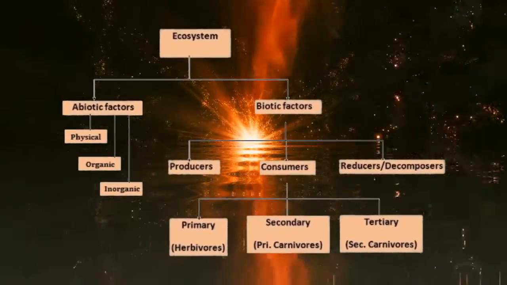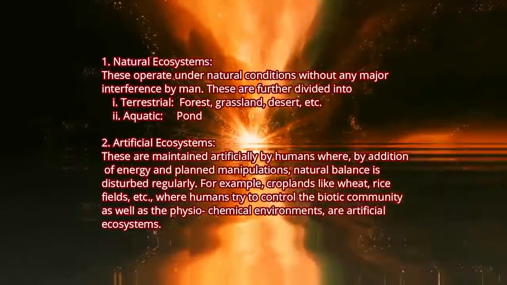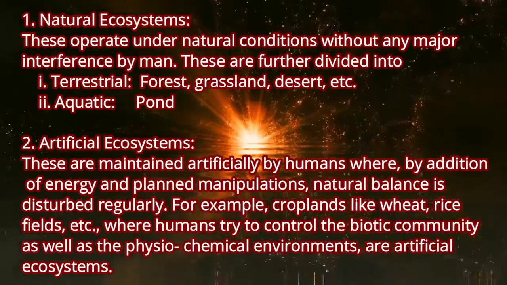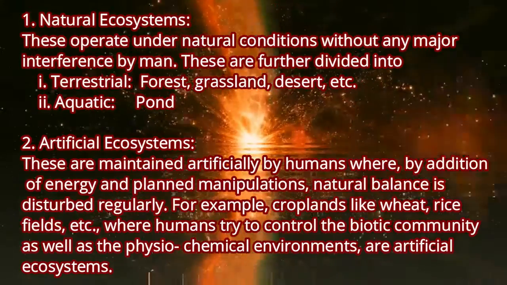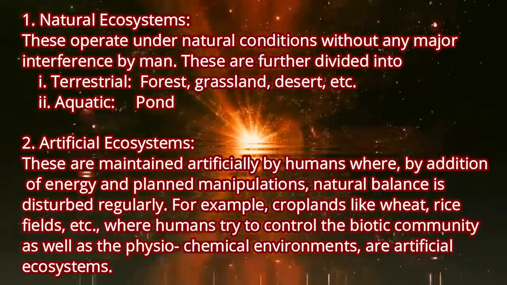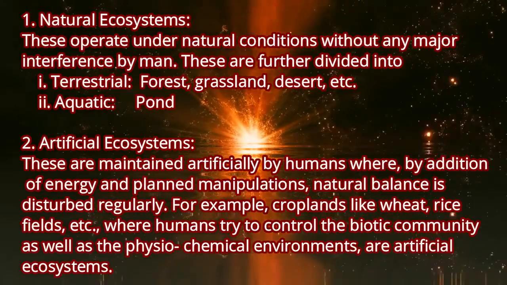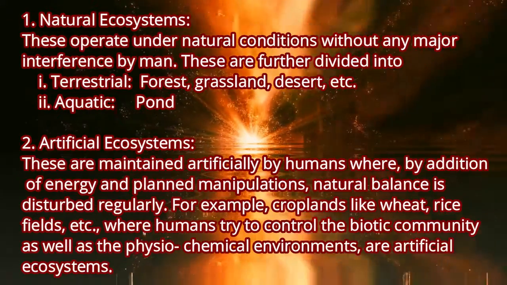Now ecosystems can be broadly divided into two parts. One is natural ecosystem, another is artificial ecosystem. See, this is on the basis of formation of ecosystem. There are other two divisions, like terrestrial ecosystem and aquatic ecosystem, that depends on the nature of the ecosystem, right? But based on the nature of formation, ecosystems can be of two types. One is natural ecosystem, another is artificial ecosystem.